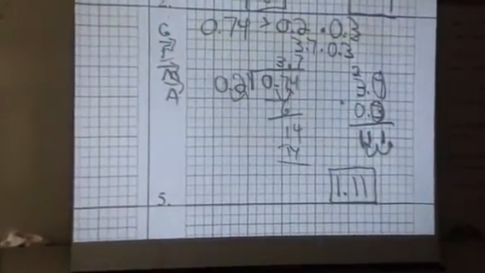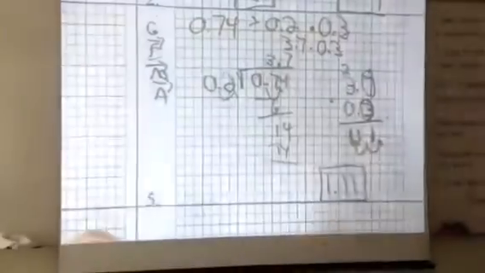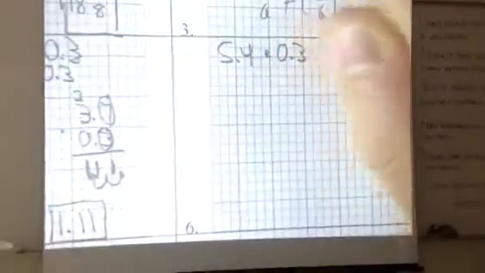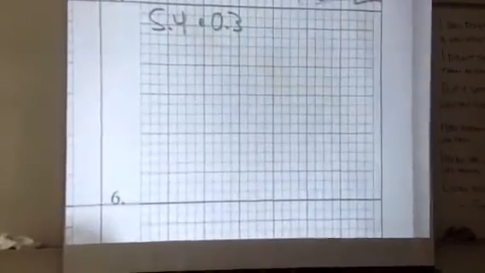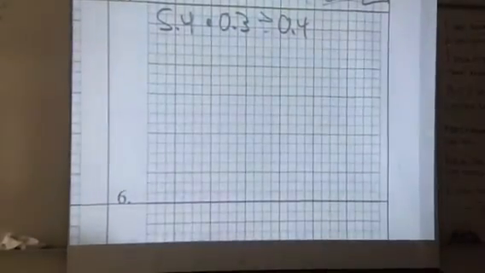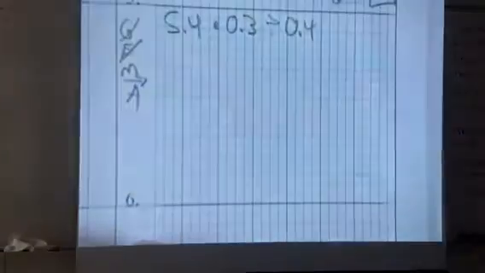So I'm multiplying and dividing from the left to the right. Last one, let's do number 6. 5 and 4 tenths times 0 and 3 tenths divided by 0 and 4 tenths. So again, I have multiplication and division. I'm thinking about my order of operations. I don't have any grouping symbols. I don't have any exponents. I don't have that. I don't have that. So I just have multiplication and division. So I just go from the left to the right.